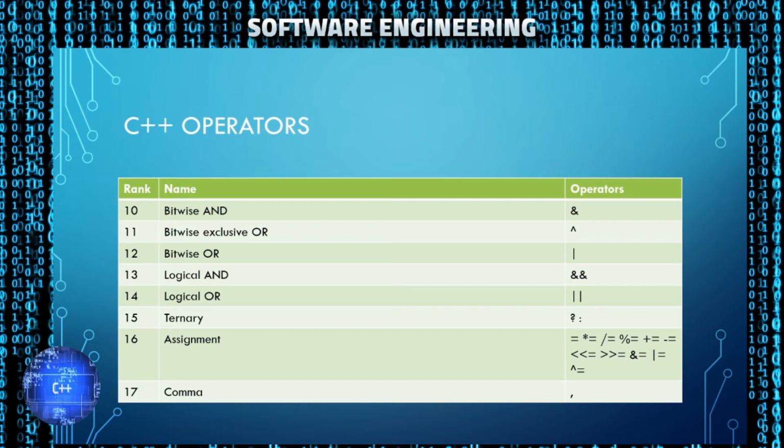And then finally, we have the comma operator, which is the lowest precedent operator, and it is used to separate two or more expressions. You will not see it used very often, but it does come up from time to time in for loops in particular.